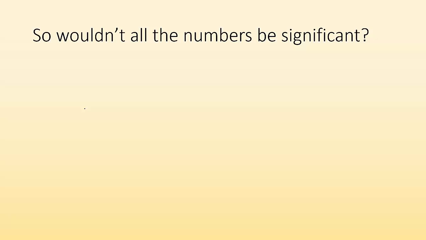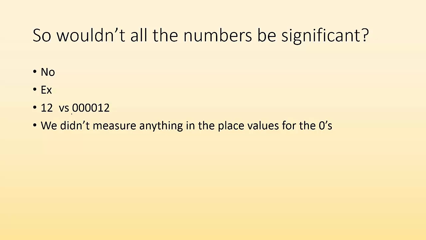So wouldn't all numbers be significant then? Aren't we measuring and estimating all the numbers we're writing down? No. Let me give you an example, okay? 12 versus 0.00012, right? Is there a difference there? Well, we didn't measure anything in those values. Those are zeros because we don't even have anything in the hundreds place. We didn't measure anything as hundreds. We don't have any hundreds. So, yeah, they're not significant. So these 4 zeros, not significant, which means just the 1 and the 2 is significant. So it's still just 2 sig figs.